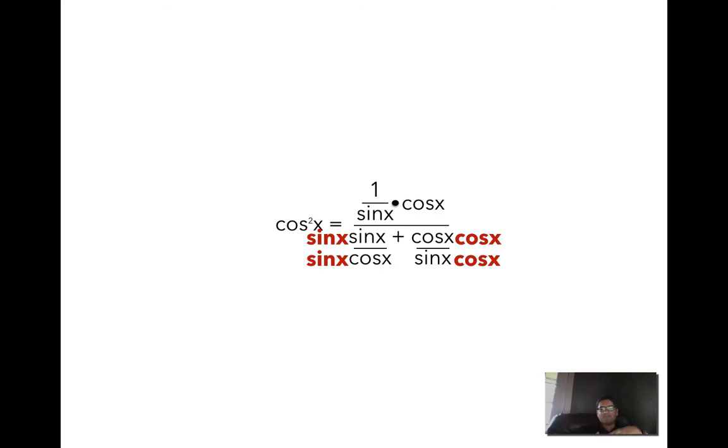Notice that the denominator is now the same. I have sine x times cosine x. It's the same, so now I can blend the numerators together. You'll notice sine x times sine x is sine squared x. Cosine x times cosine x is cosine squared x. And that is exactly what happens. Now I can mesh those two together, and I have one fraction: sine squared x plus cosine squared x. I know that that's an identity, and that equals 1. So now I have 1 over sine x times cosine x.